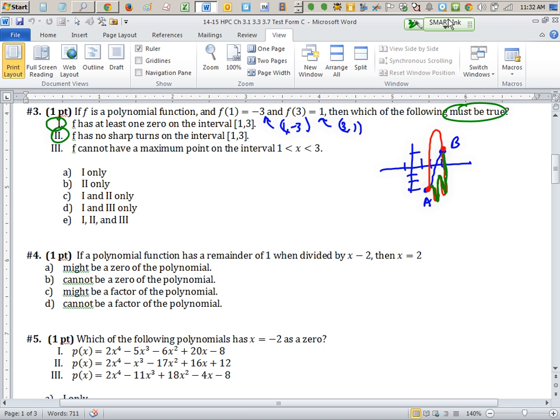F cannot have a maximum point. I disagree. Look at my red graph. That one has a maximum point. See? And that was one of the possible paths from A to B. So I don't think this is necessarily true.